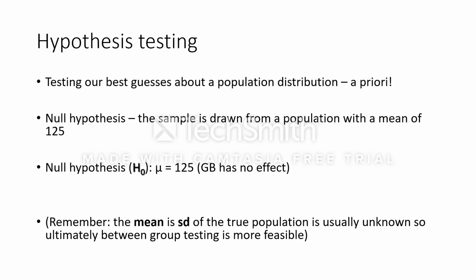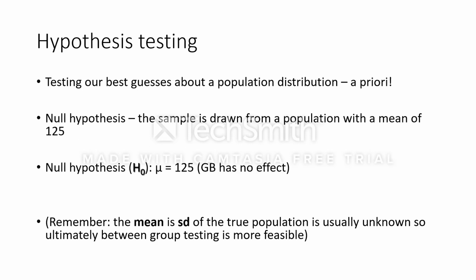So, back to hypothesis testing: testing our best guesses about population distribution a priori. Think about what a hypothesis is. We're going to go back through that example and now introduce our scientific hypotheses and put the example in that context. There are two types of hypotheses that researchers rely on.